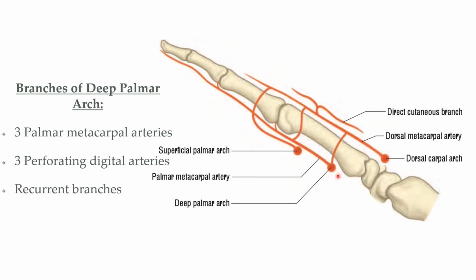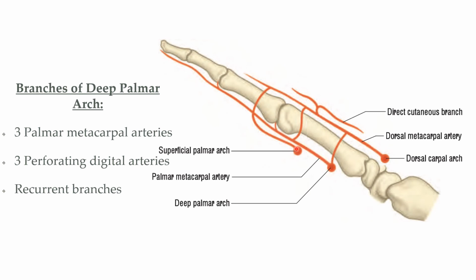On the ventral side, we have two arches. One is the deep palmar arch and the other is the superficial palmar arch. From the deep palmar arch, this branch going towards the dorsal metacarpal artery is the perforating digital artery. The next branch from the deep palmar arch proceeds distally, provides blood supply to the metacarpal, and then unites with the branch of the superficial palmar arch. This branch is the palmar metacarpal artery.